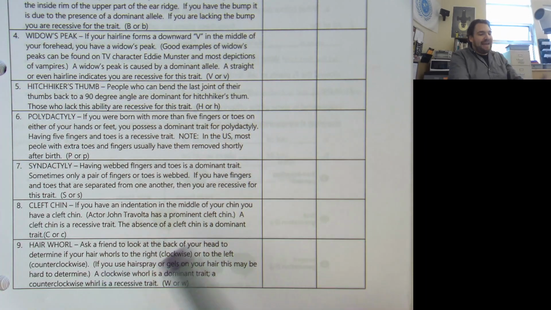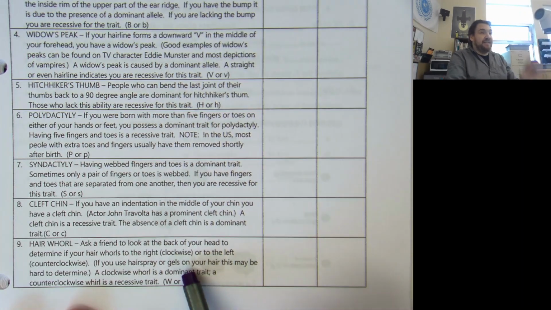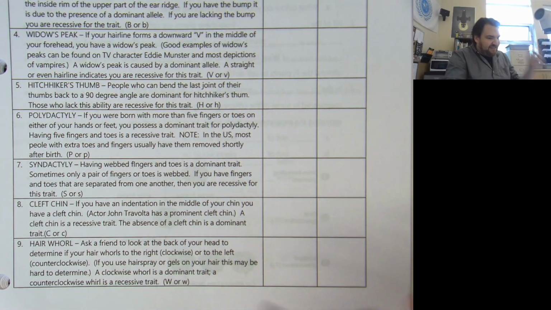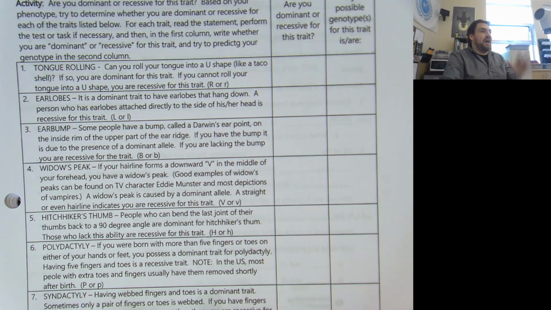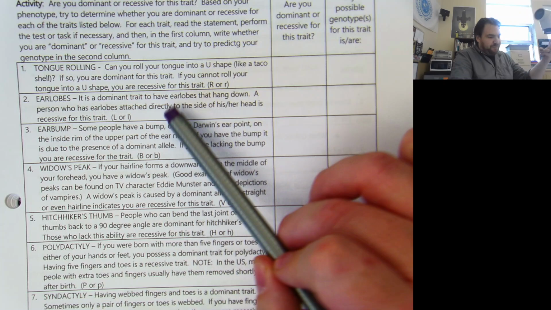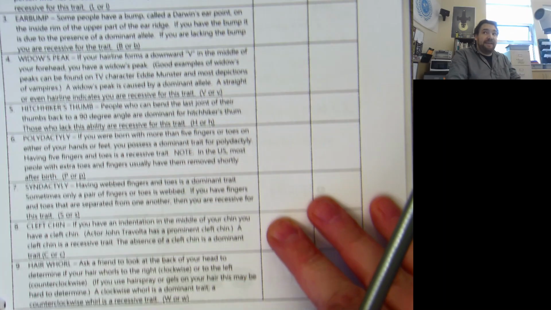The hair whorl, the way it's worded here, seems to suggest that all of these things are singular traits controlled by one gene. Now, I haven't said that anywhere, but that's often what gets assumed here. Like, yes, the gene for the tongue roll, the gene for the earlobes, the gene for the ear bump, et cetera, all the way down. But it's more complicated than that.